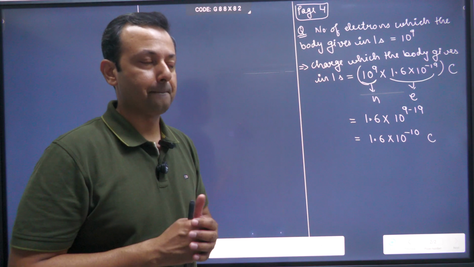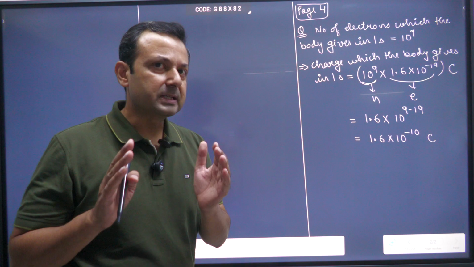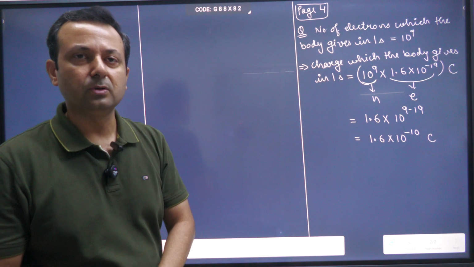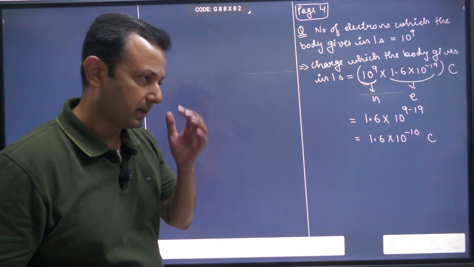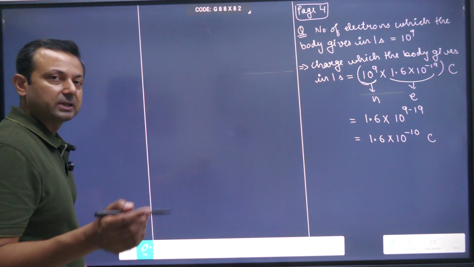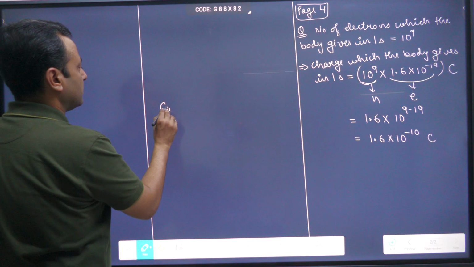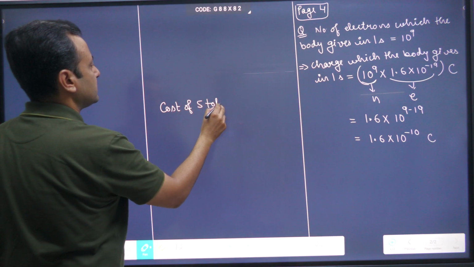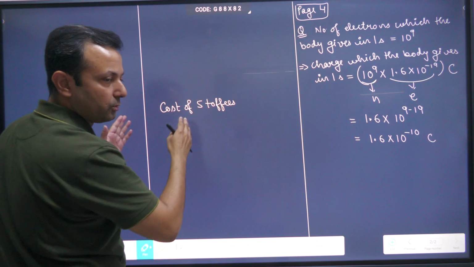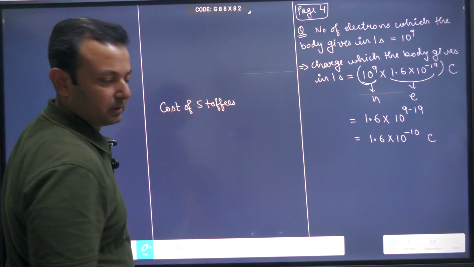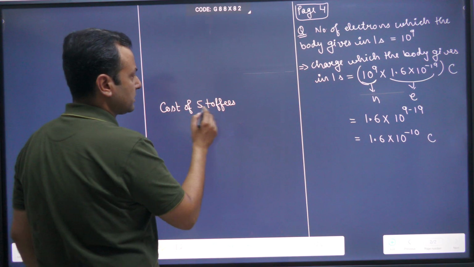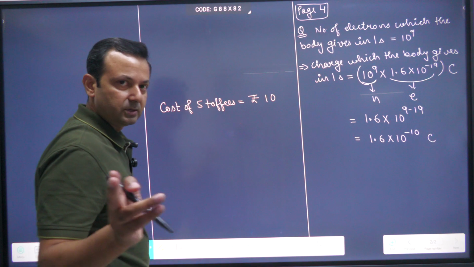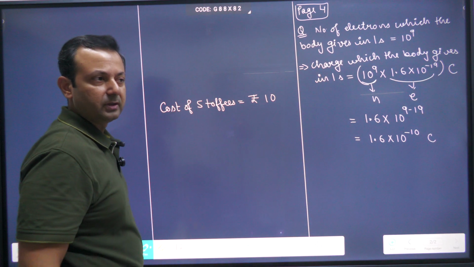How much time? Whenever something is asked to calculate, we generally keep that thing onto the right hand side of an equation. Like if someone says the cost of 5 toffees, I will correlate this concept with this concept. If someone says that the cost of 5 toffees is equal to rupees 10, then you tell me what will be the cost of 1 toffee.